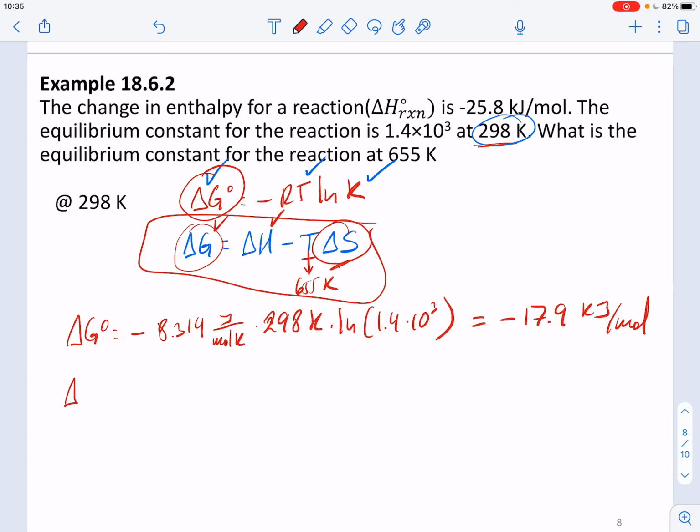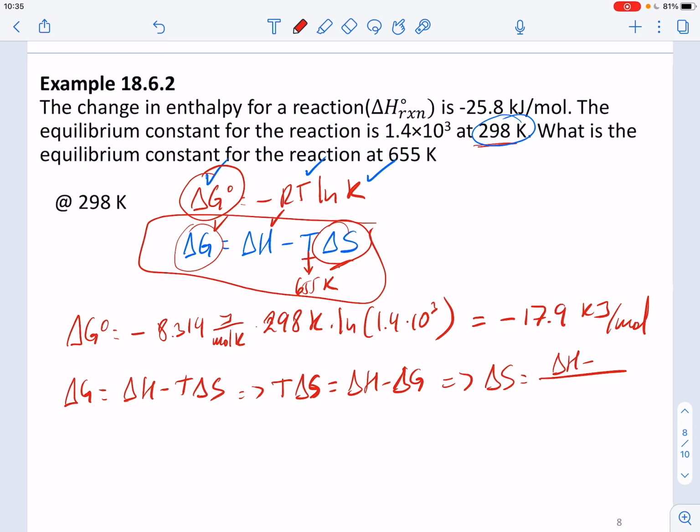So if delta G is equal to delta H minus T delta S, then T delta S is equal to delta H minus delta G, and this means that delta S is equal to delta H minus delta G divided by the temperature.